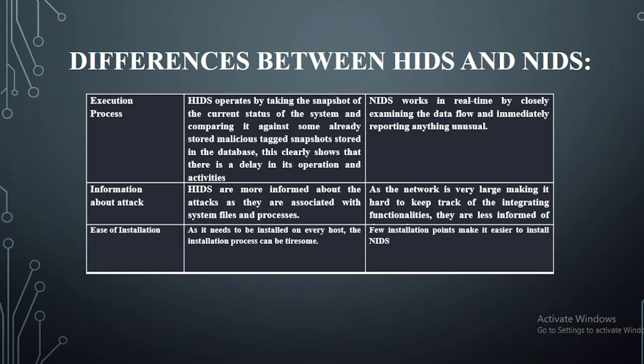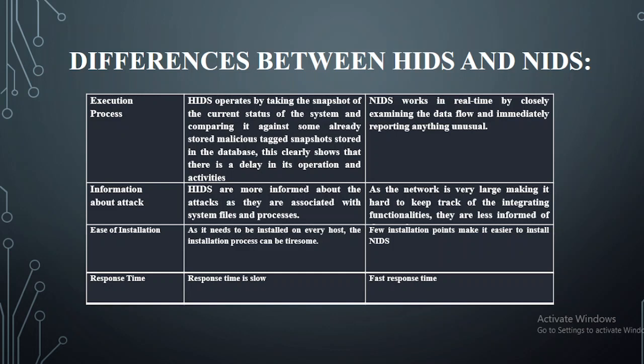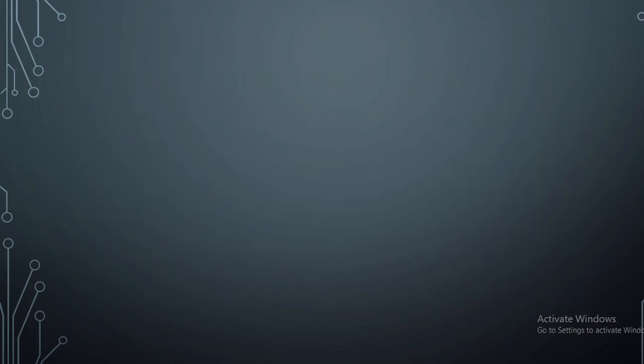Then let us look at ease of installation. HIDS needs to be installed on every host, and the process can be hectic, can be tiresome. Ease of installation with regards to NIDS: since only a few installations need to be done, it is quite easy to install. Then let us look at the response time. Response is quite slow on HIDS, whereas NIDS are fast since they operate in real time.